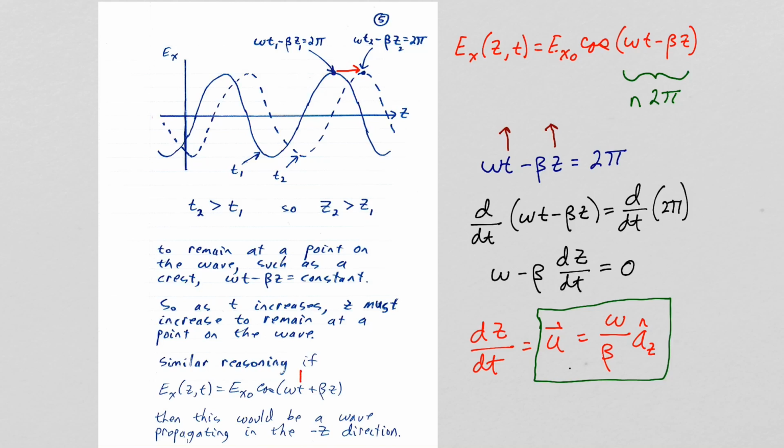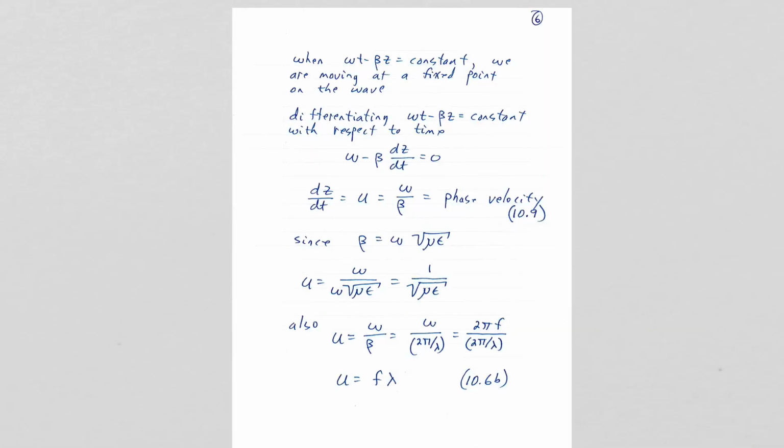So the velocity of a wave is omega over beta. But we also saw we had a condition placed on that uniform plane wave solution, and that condition was that beta is equal to omega times the square root of mu epsilon. So solving for omega over beta to get our velocity, we see the velocity of our uniform plane wave is 1 over the square root of mu epsilon.